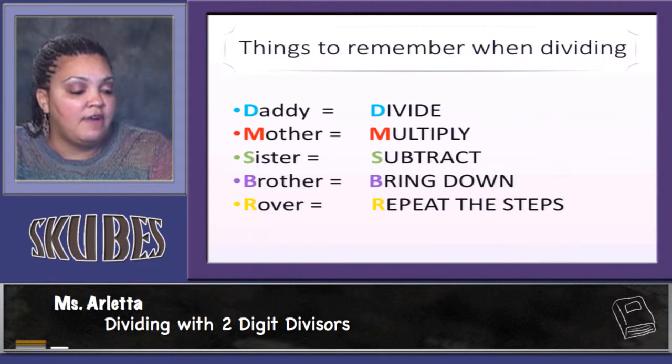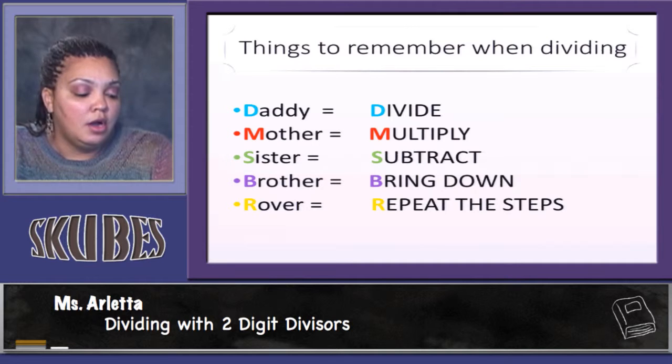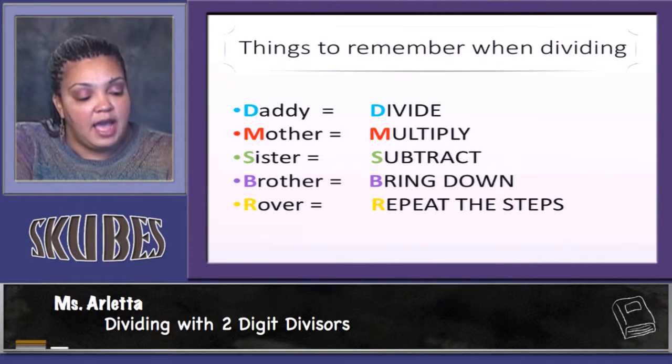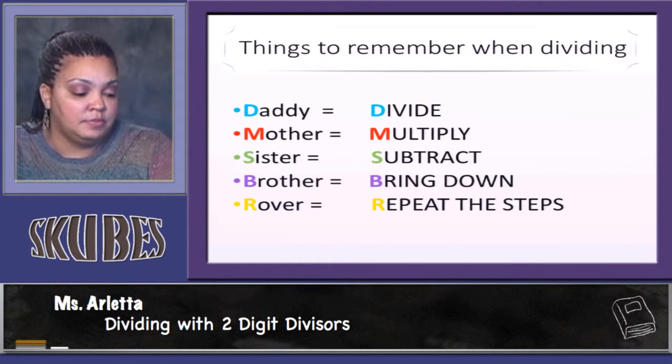Things to remember when dividing. This will help you remember the steps. There are 5 steps that you need to remember when you're going through the division algorithm: divide, multiply, subtract, bring down, and repeat the steps.